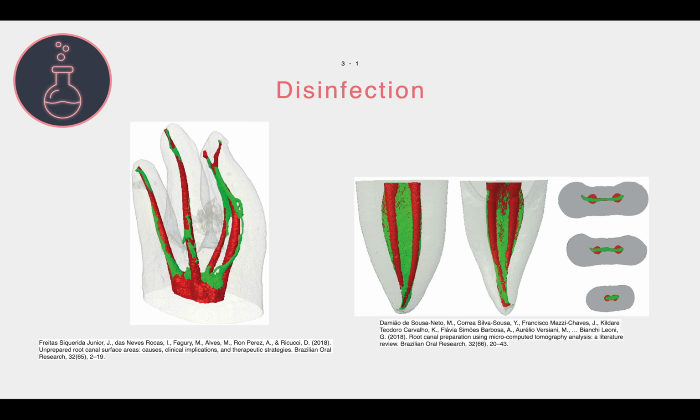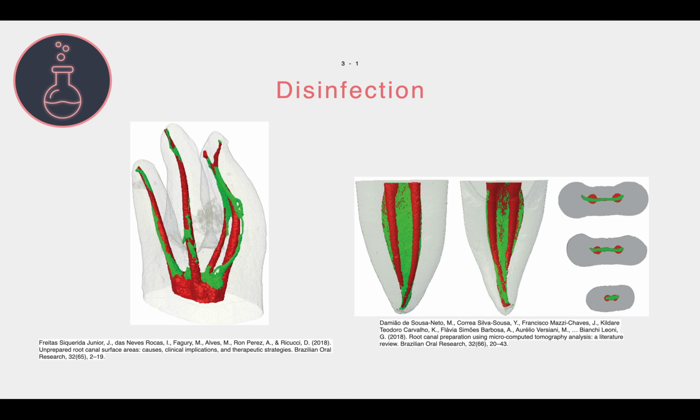So on the left, we have an upper molar, and we can see how many little isthmus and deltas are present internally that your mechanical instrumentation is not likely to reach. And on the right, we have a lower molar. Okay, you can see the MB and the ML canal sometimes have this wide isthmus and all these areas that your instruments are not going to touch. And that's why your chemical disinfection is so important.